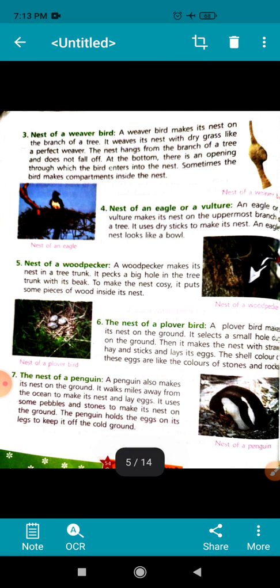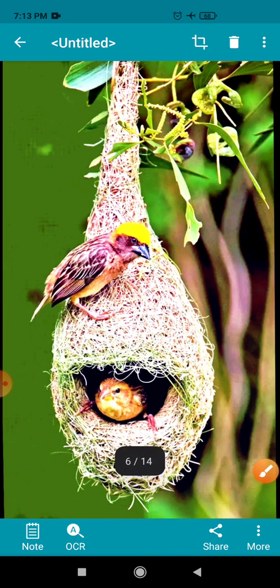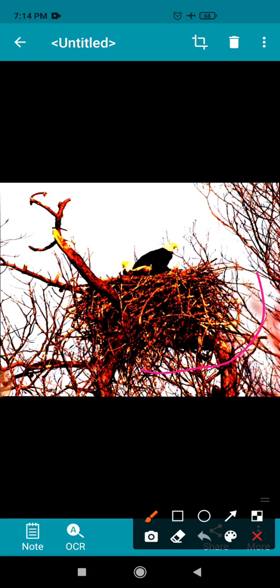Okay, now the next one is the nest of an eagle or vulture. Children, vultures and eagles make their nests on the uppermost branch of a tree. Here you can see the nest of an eagle or vulture. They use dry sticks to make their nest, and their nest looks very untidy. Okay, it is almost bowl shaped but looks untidy.